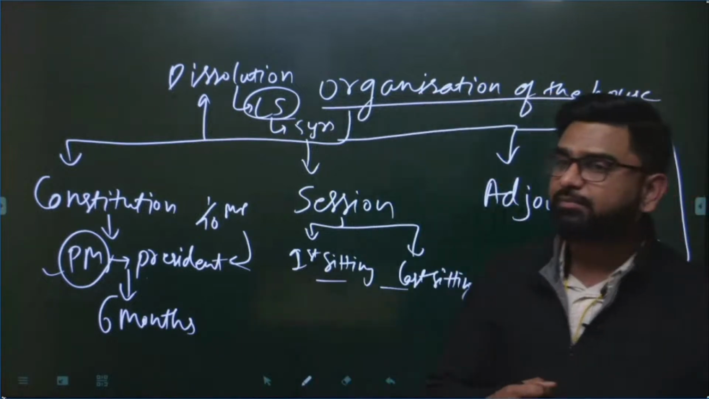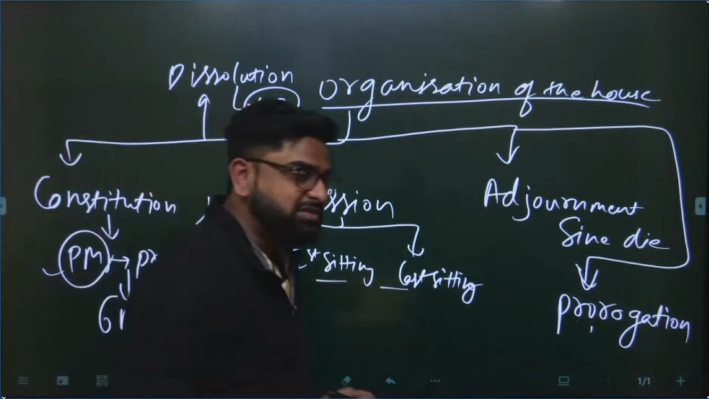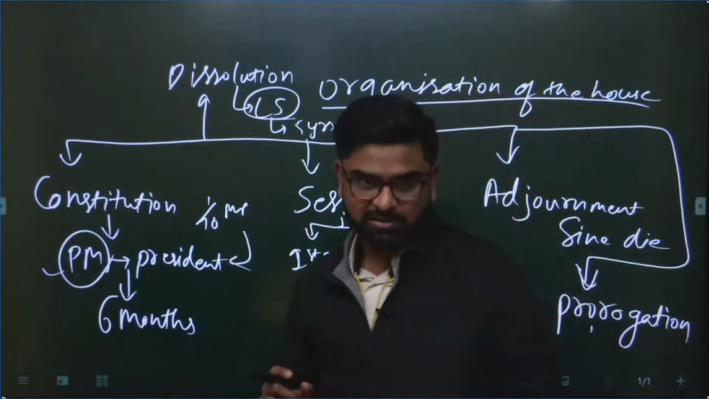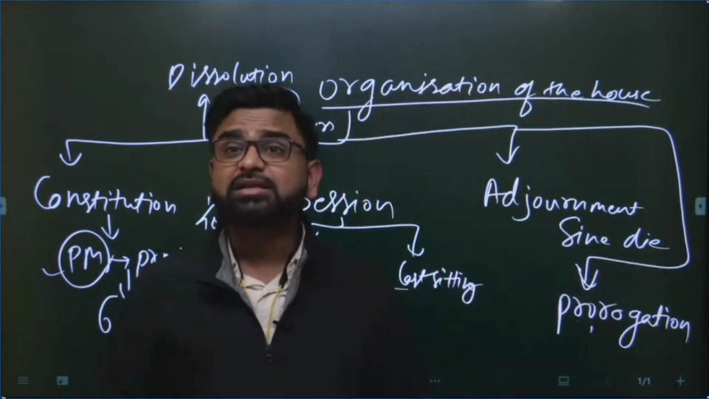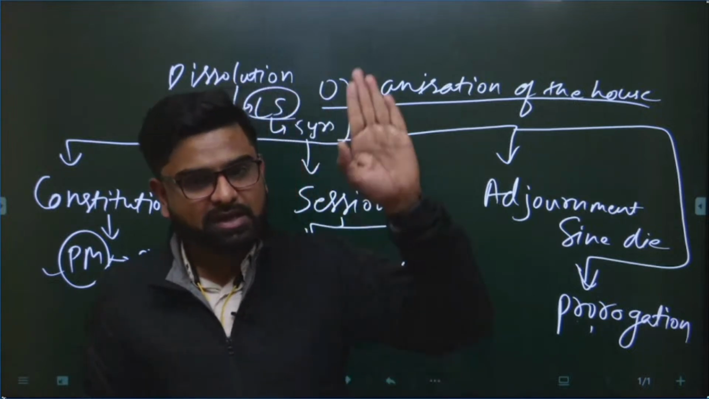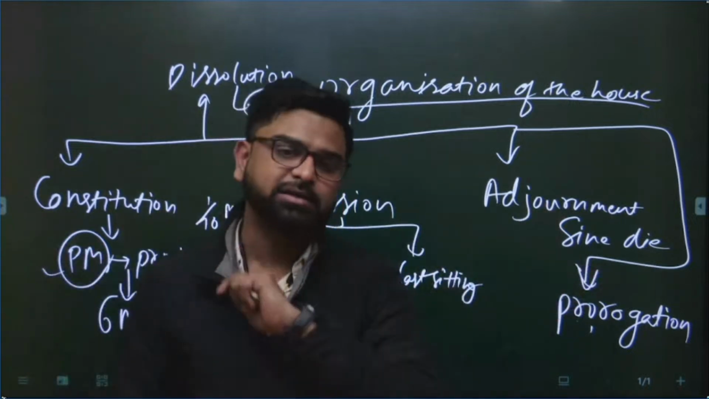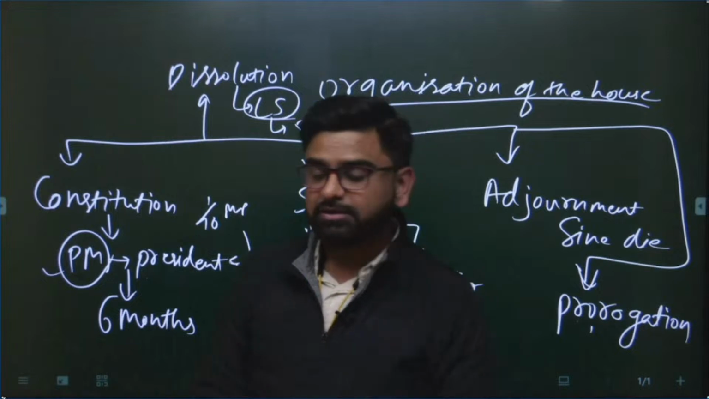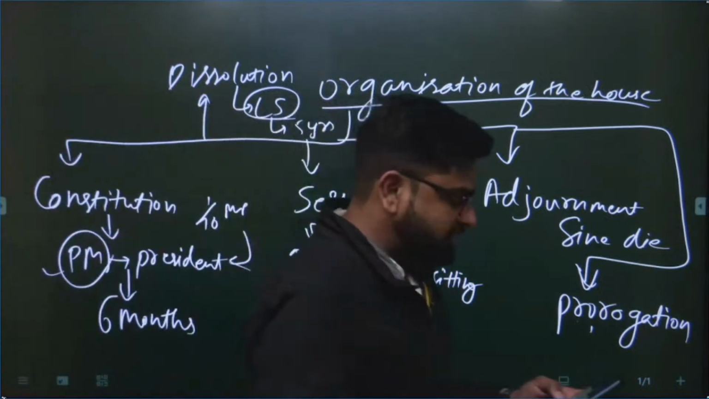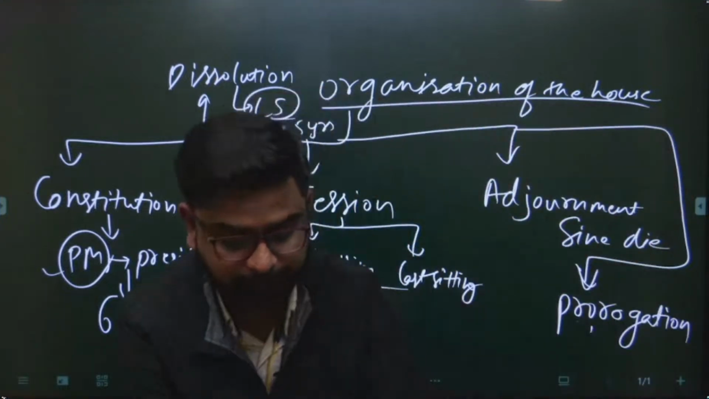The biggest problem with parliamentary democracy is that the executive and legislature do not have separation of powers. Sorry, that is not applicable in presidential democracies. In presidential democracies the executive and legislature are properly separated. Separation of power is better there. Okay, is it clear? Let's write it down. Write the organization of the house.